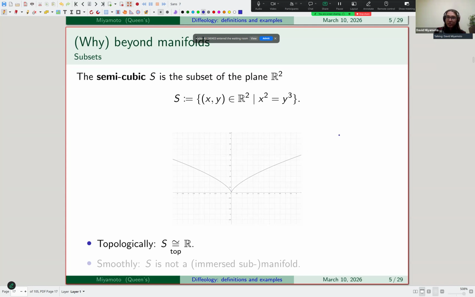And this is because the map t maps to t cubed, t squared here, is a homeomorphism. Taking the cube root of something is still a homeomorphism, even if it's not a diffeomorphism. So topologically, we have R. On the other hand, though, there's a cusp, and so this is not an immersed submanifold, right? The tangent at the origin of this cusp fails to exist. Okay, so here's a subset that's not an immersed submanifold.